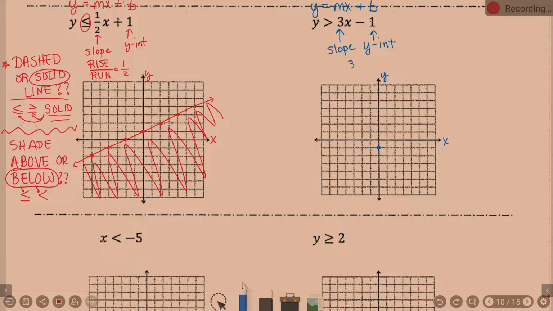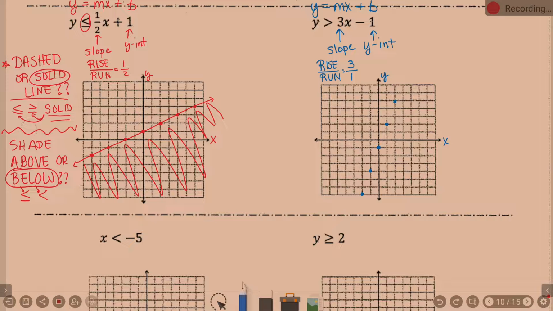What is 3 as a fraction? 3 over 1. You guys are flipping it. It's a rise of 3. A rise of 3 is up or down 3. A run of 1, we only run horizontally. We don't run up or down. So you go up 3 over 1. Up 3 over 1. You can also, of course, reverse it and go down 3, left 1.